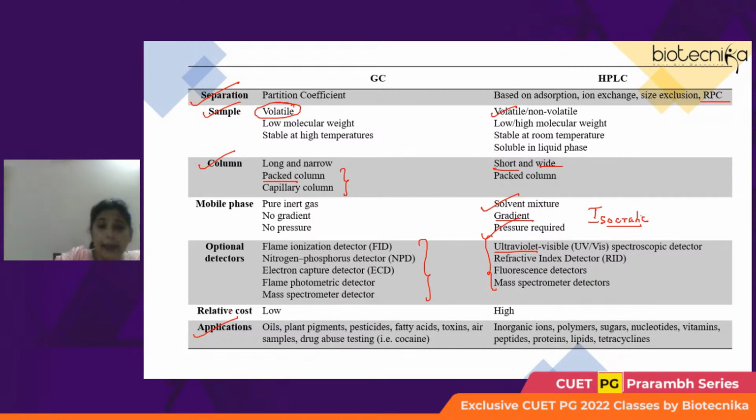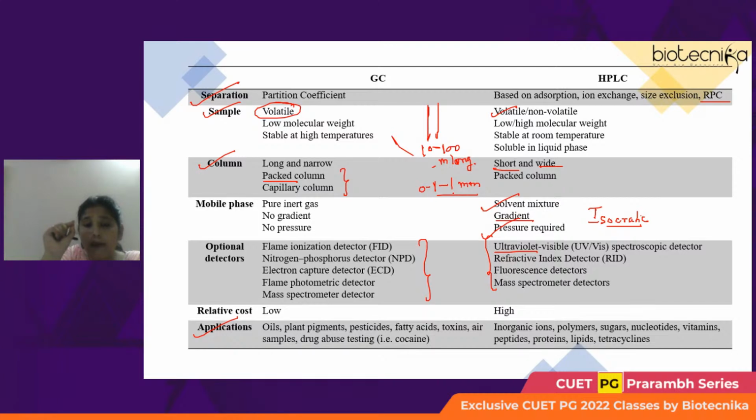And Parveen asks, what is a capillary column? A capillary column is an open tubular column. Another name is open tubular column. It is made up of high quality fused quartz, and it can be around 10 to 100 meters long. And it can have around 0.1 to 1 mm internal diameter.